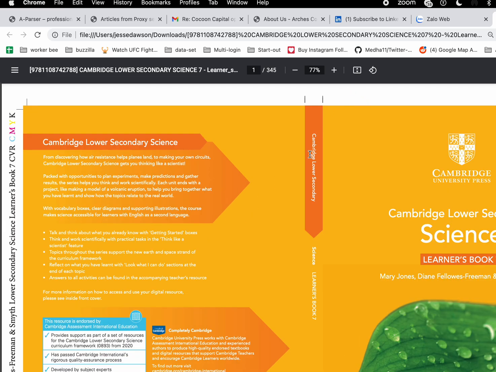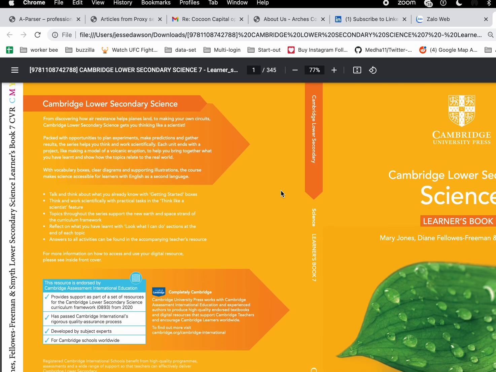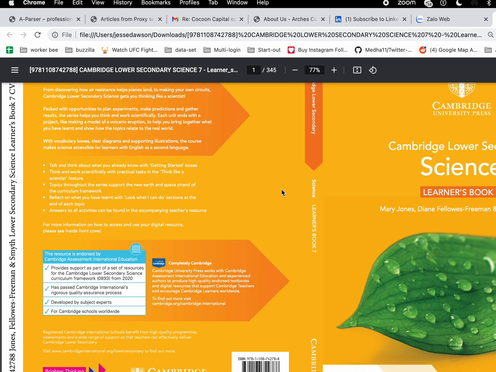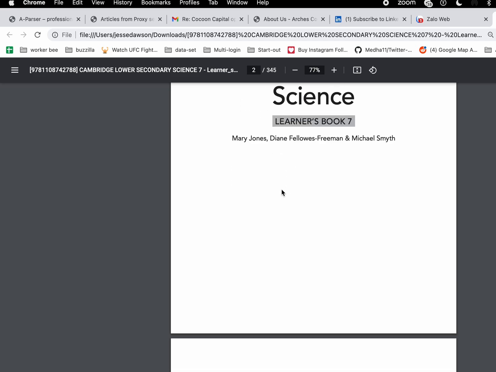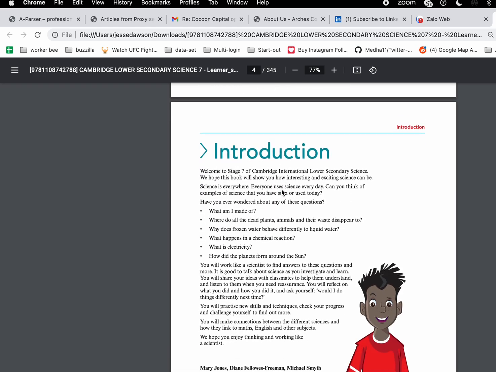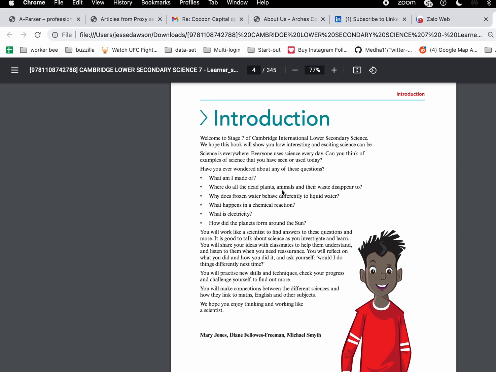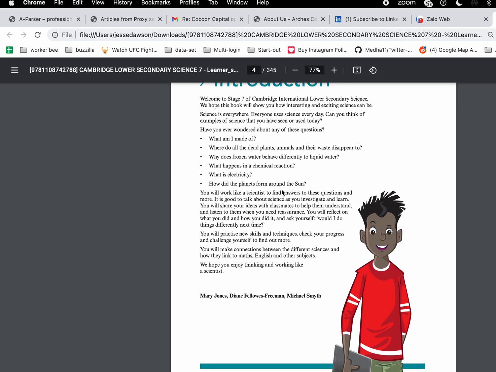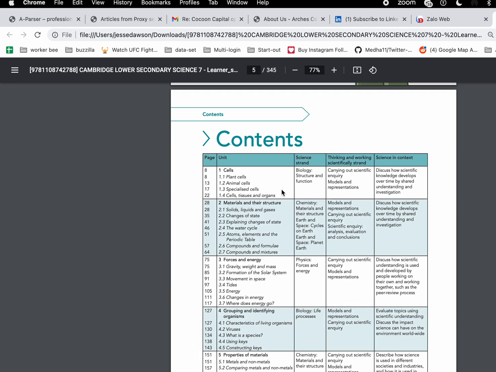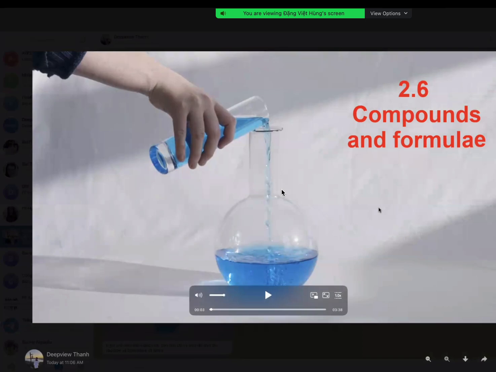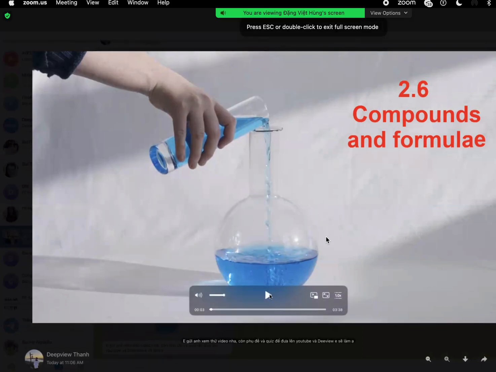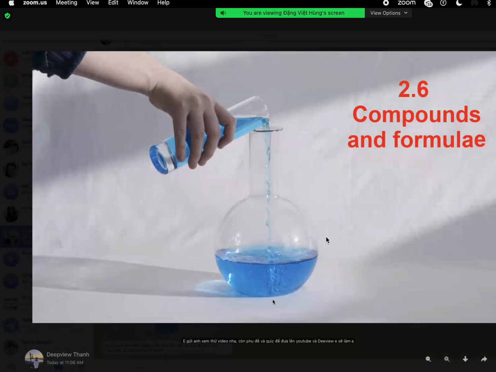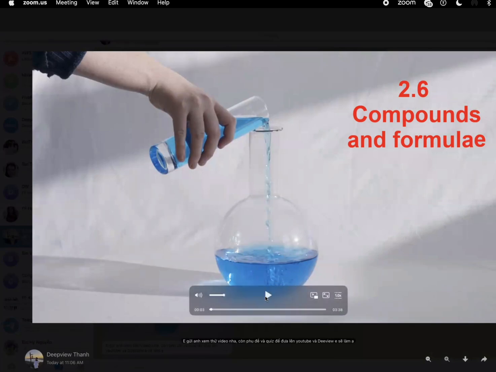Today, we will be talking about compounds and formulae. Here we have another way to make a lesson. I'll show you another way. Telegram. Can you see it? Oh yeah, I see it now. Okay, the same lesson, but we do it this way.